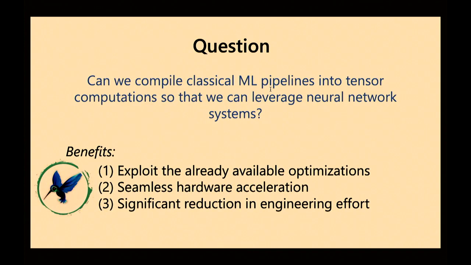So the question that we want to answer with this experiment is: can we compile classical ML pipelines into tensor computation so that we can leverage neural network systems such as TVM? If we are able to do this, we can exploit all the available optimizations that all of you are working on, get hardware acceleration for free, and get a large reduction in engineering effort. I put a hummingbird there to remember that this project is called Hummingbird.